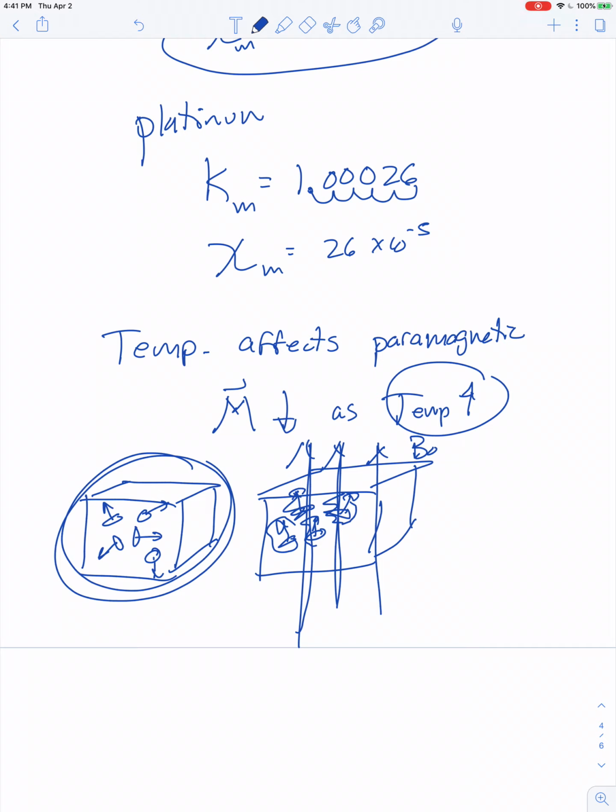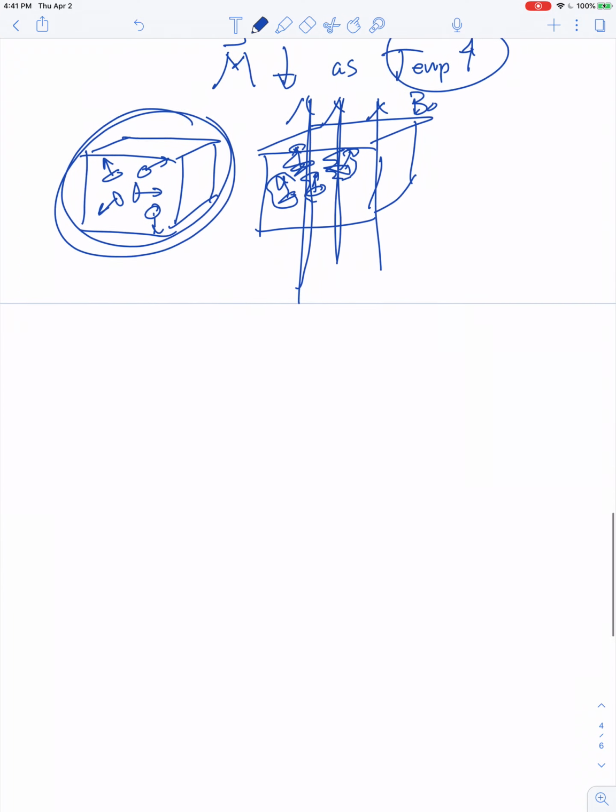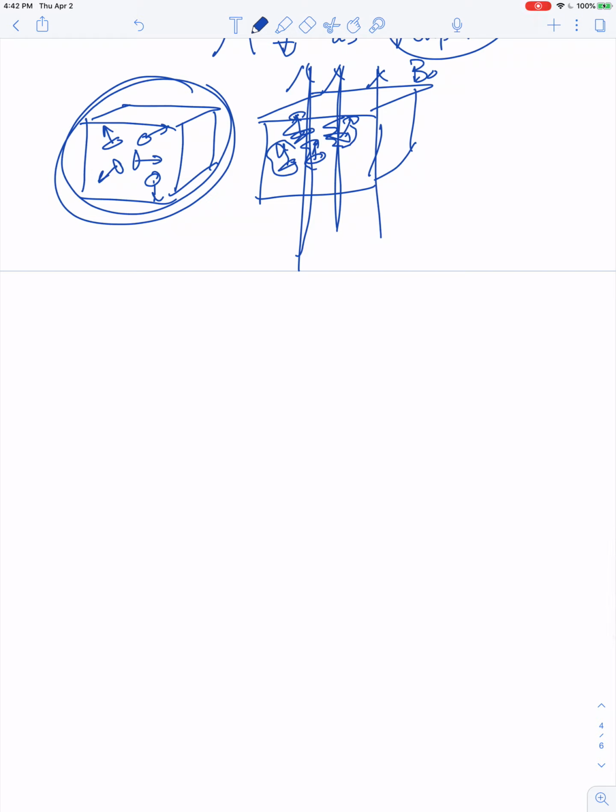However, temperature doesn't seem to have an effect on diamagnetic materials because they don't have a magnetic dipole moment to begin with. The last set of material I want to refer to fall in the class of ferromagnetic.